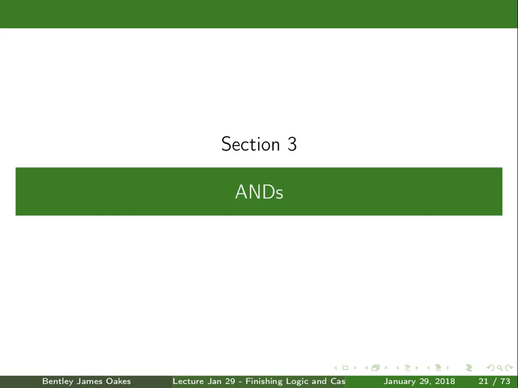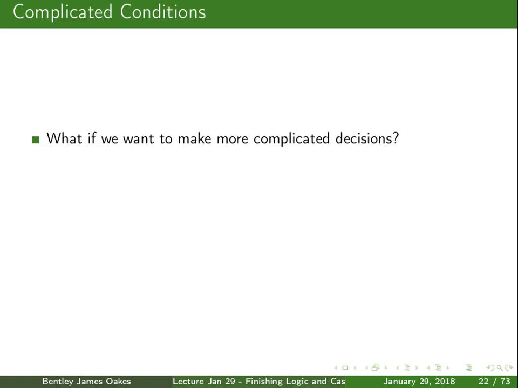Okay, so if there are no questions on scope, I'm going to go on to ands. We use ands when we want to make more complicated decisions, when we want to have more complicated Boolean expressions, and then I can write even more interesting programs.